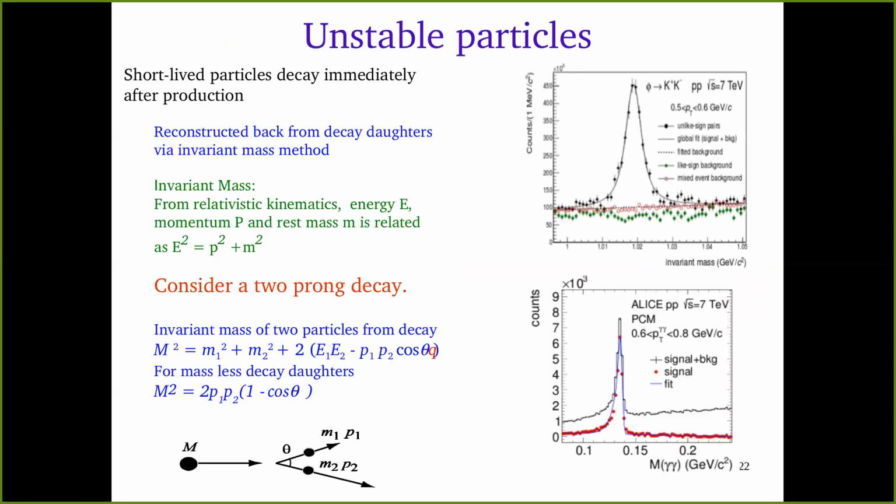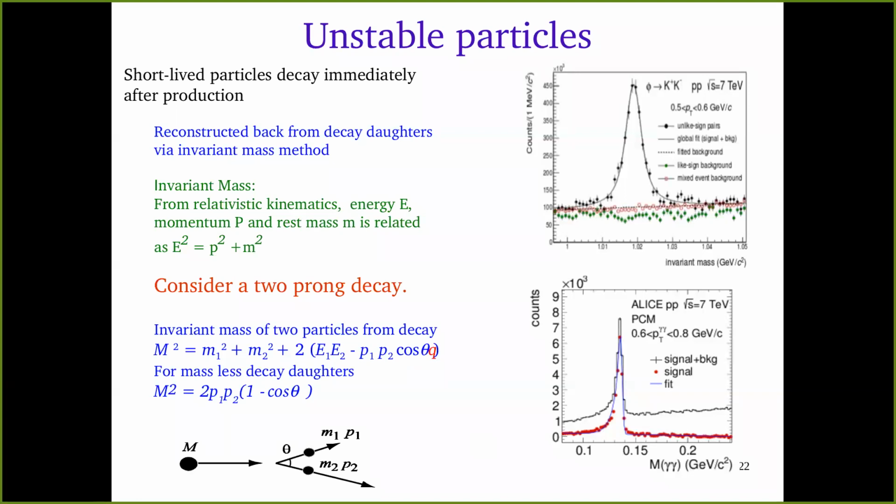So now I come to the last part of my talk, which is basically the detection of unstable particles. As I told you in the very beginning, most of the particles that you know are not stable. Only the stable particles are the pions, kaons, protons, muons, and electrons. Quite a large number of particles are unstable, and they decay almost immediately after they are produced. Now, how do you know about those particles? How do you detect those particles?